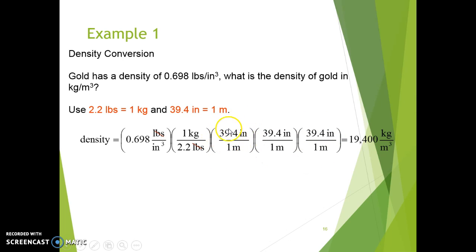Sometimes you might write this as just this unit conversion factor cubed, but I don't do that because sometimes I forget to cube my 39.4 and then my solution comes out wrong. So we can see inches cancels out once, twice, 3 times, and what we're left with on the bottom is meters times meters times meters, or meters cubed. So we do the math, 0.698 divided by 2.2 and then multiplied by 39.4 3 times, and you get 19,400 kilograms per cubic meter. And again, that is a box-worthy answer.